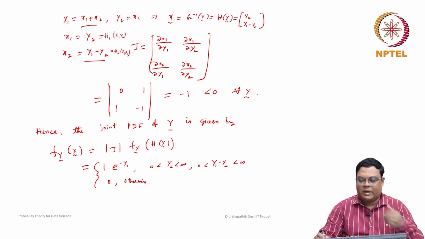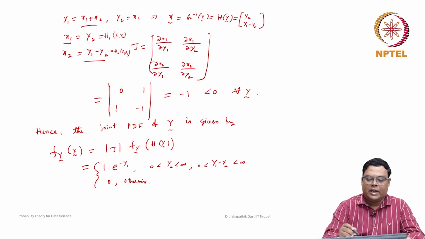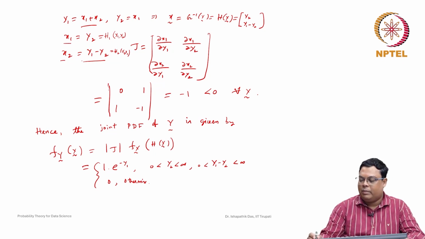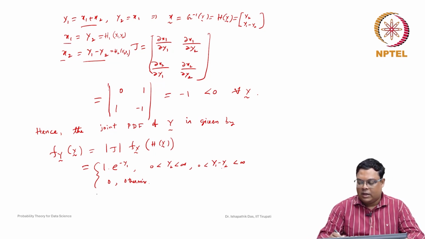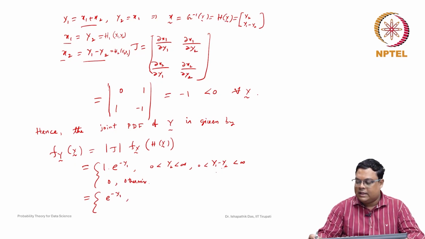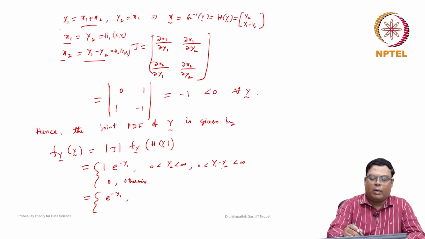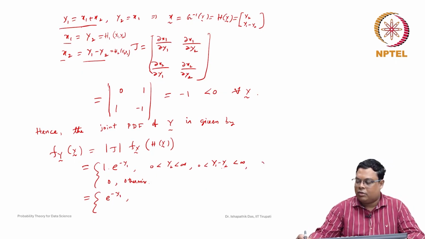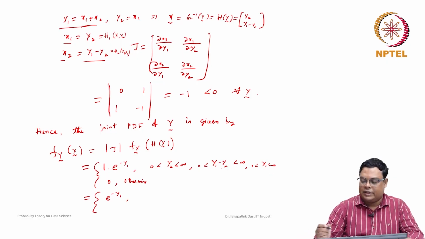Otherwise this value will be 0 for any other value. Because this is the transformation, x1 is 0 to infinity, so y2 has to be 0 to infinity, and x2 is also between 0 and infinity, so y1 minus y2 is also between 0 and infinity. From here you can get this simplified form, e to the power of minus y1. If you add y2 to both sides of this inequality, what is y1? This y1 is x1 plus x2, so y1 also cannot be negative. Y1 is x1 plus x2.